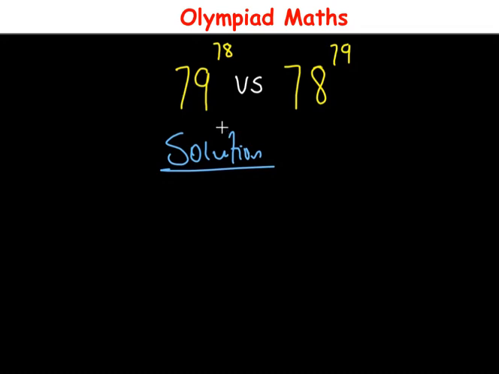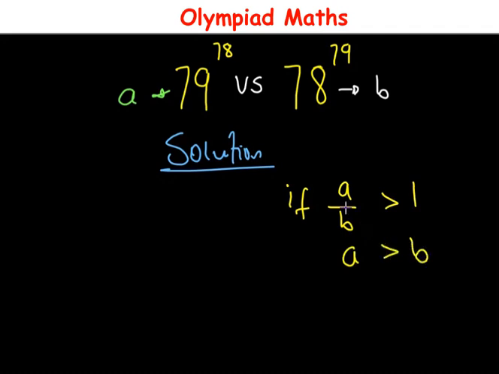So let us call 79 raised to the power 78 A, and then we'll call 78 raised to the power 79 B. Now, in this case, if we divide A over B and we get a value that is greater than 1, this means that A is greater than B. But if we divide A over B and we get a value that is less than 1, this means that A is less than B.